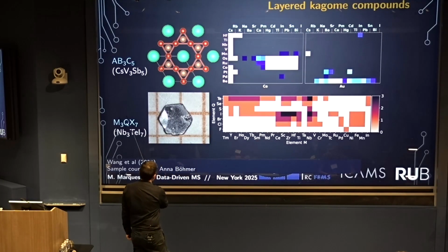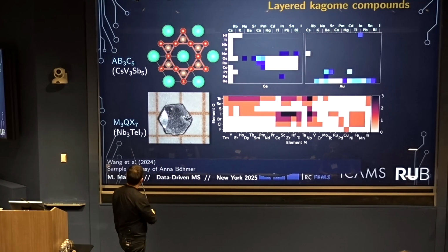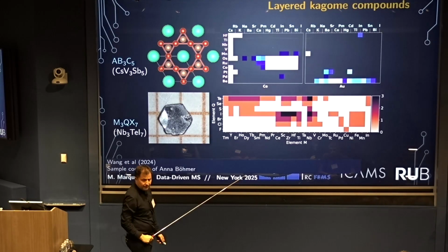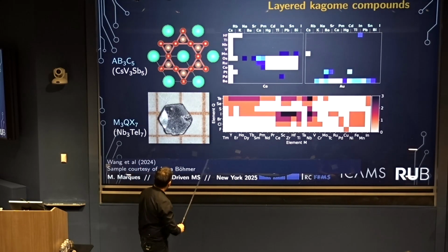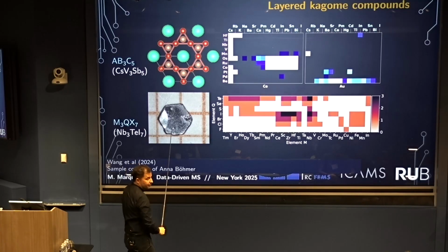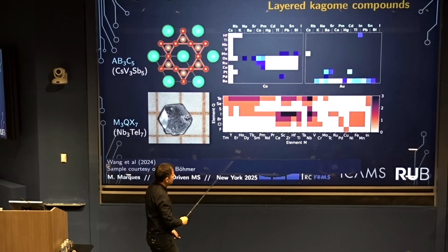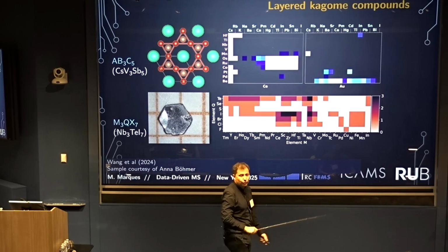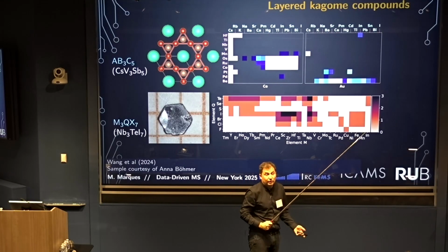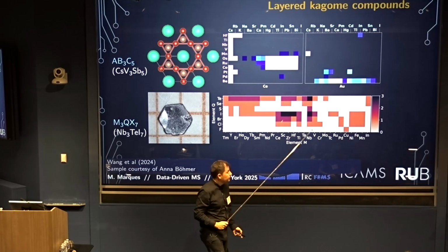This is another Kagome family. They're actually insulating compounds. There is the sample here. Actually, these things, some of them at least, have been made. And again, the same story. We can go through all possible combinations, and we can say which are the most likely or not.